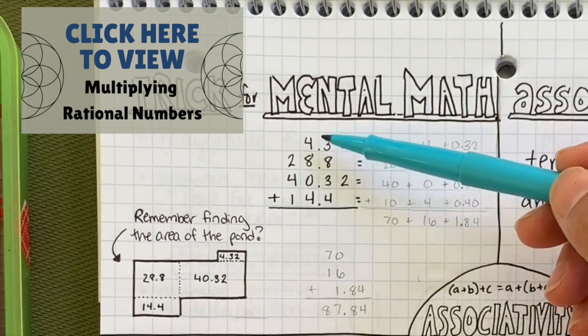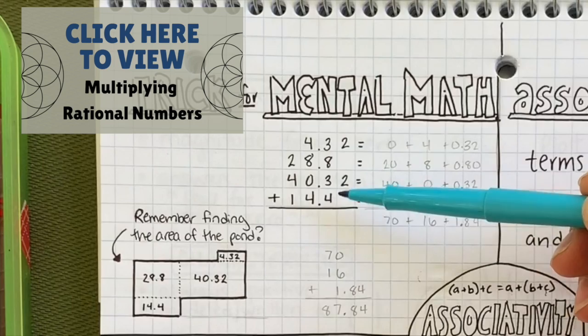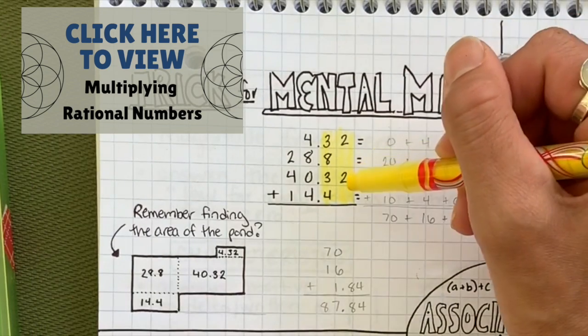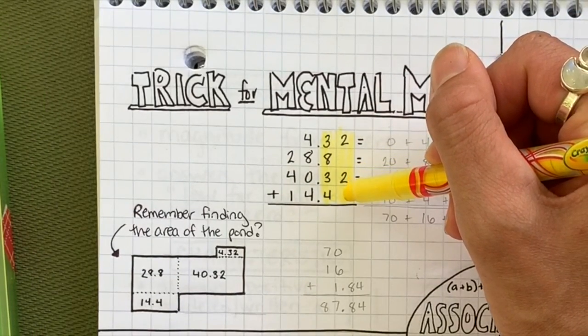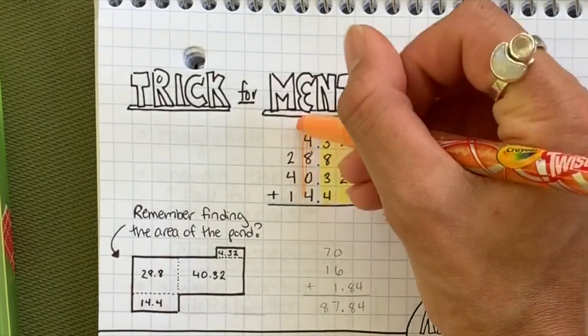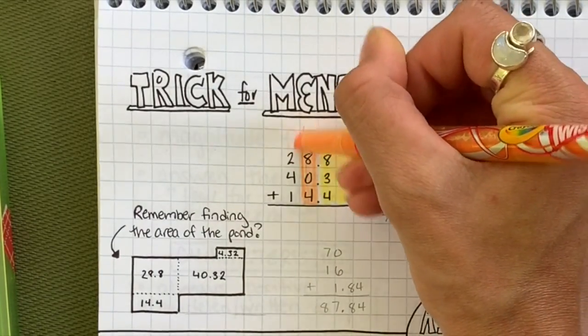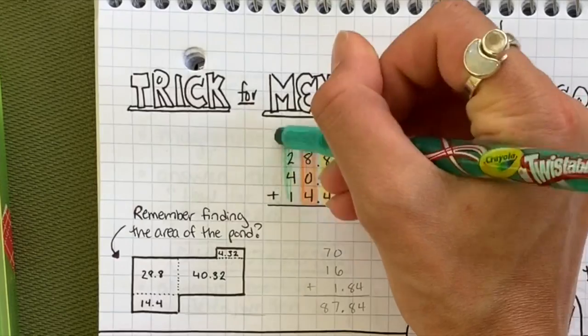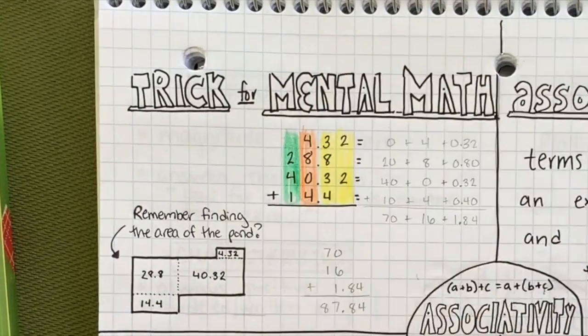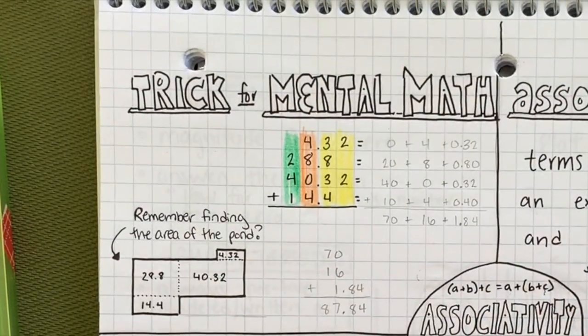You'll see that I broke apart the 4 sub-areas into different place values. I found the sum of the decimal values, the tenths and the hundredths. I then found the sum of the ones place value, and then finally found the sum of the tens place value. The reason I can do this is the law of associativity.